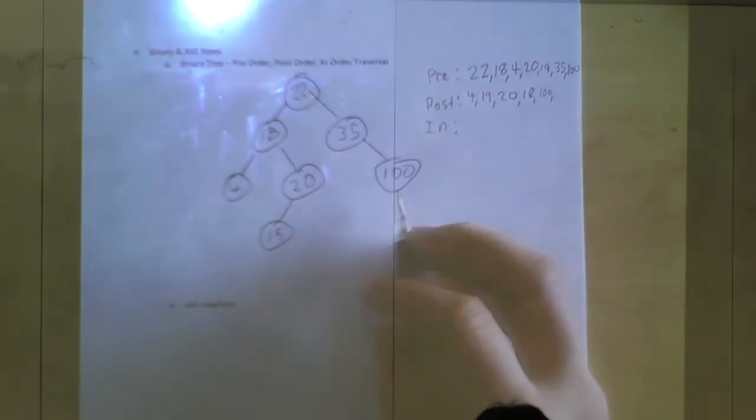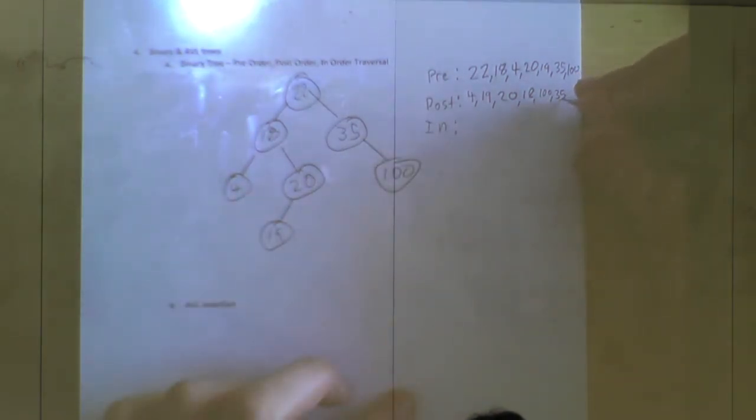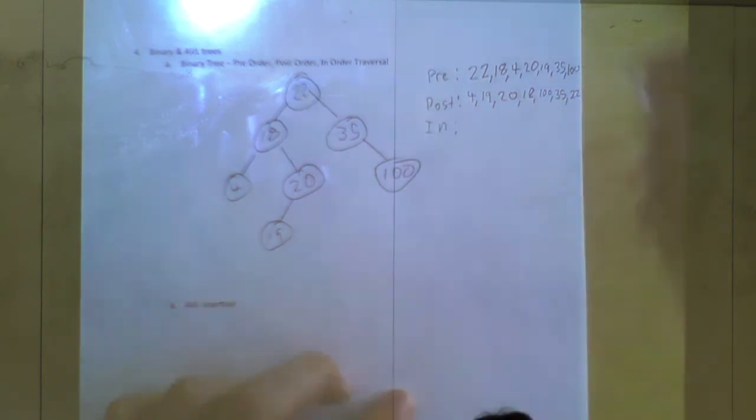Then we're going to go back up. We've visited both of 35's children, so we can print 35. And then lastly, we can print 22.